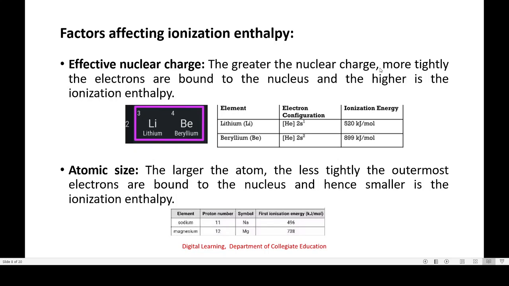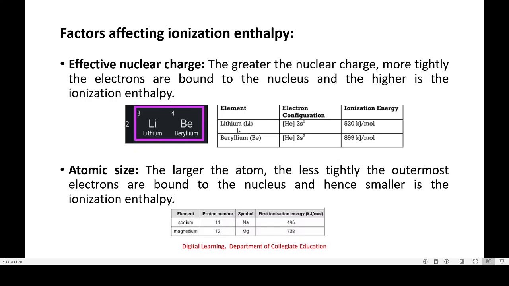The greater the nuclear charge, the more tightly the electrons are bound to the nucleus, and higher is the ionization enthalpy. This can be explained as follows. The force of attraction between the nucleus and the outermost electron increases with the increase in the nuclear charge. Thus, the greater the nuclear charge, the greater is the energy needed to pull out an electron from an atom. Hence, the ionization energy increases with increase in the nuclear charge.